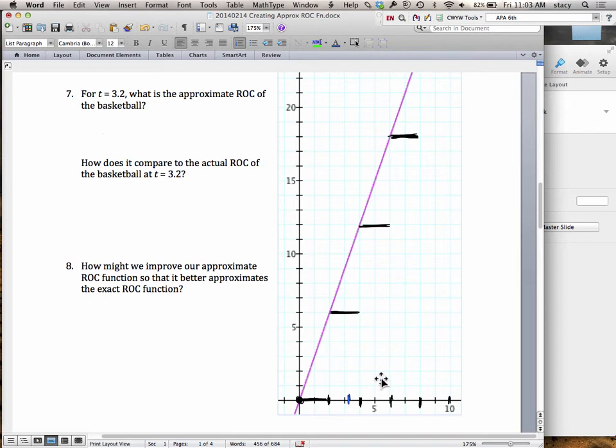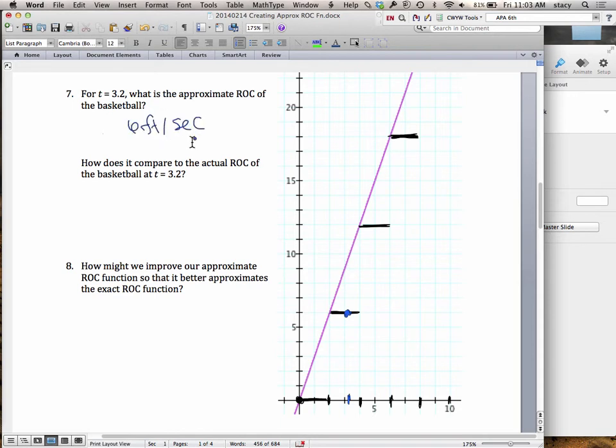Where am I going to look on the graph to find the approximate rate of change? Am I looking at the purple line or am I looking at something I drew? I'm looking at the step that I drew, right? So right here is the point that says at this time value, this y value is my approximate rate of change. Okay? So my approximate rate of change at 3.2 is 6 feet per second.